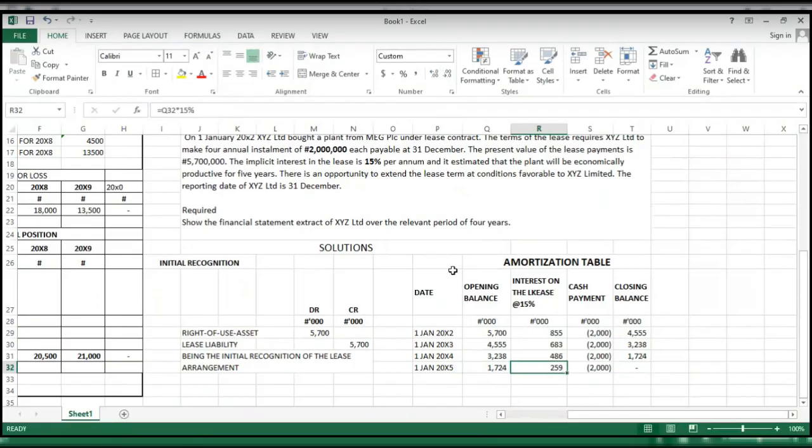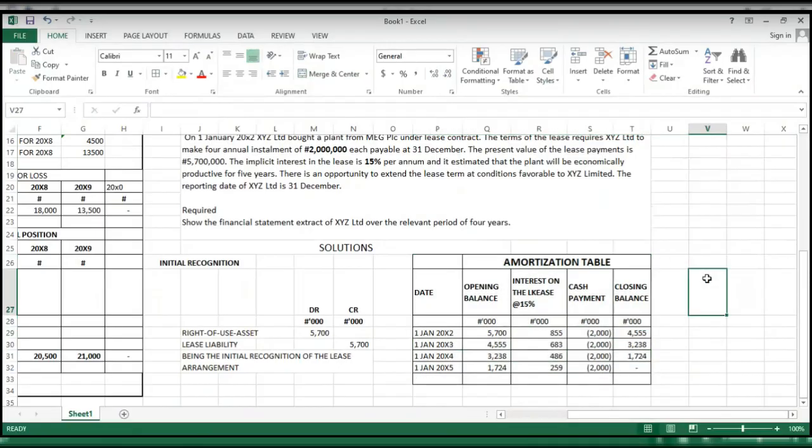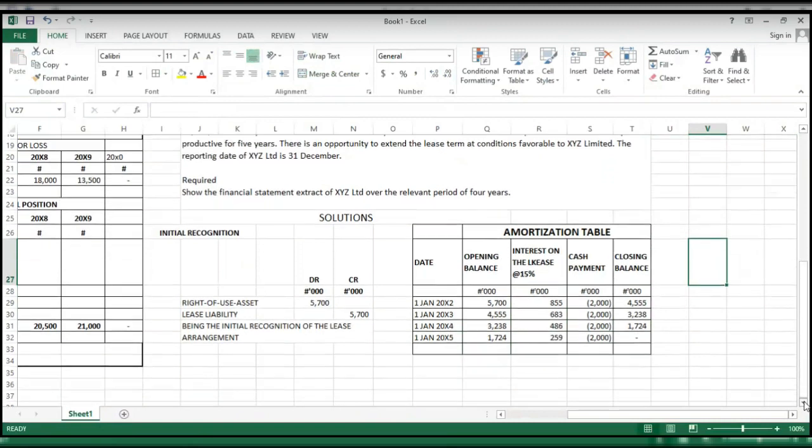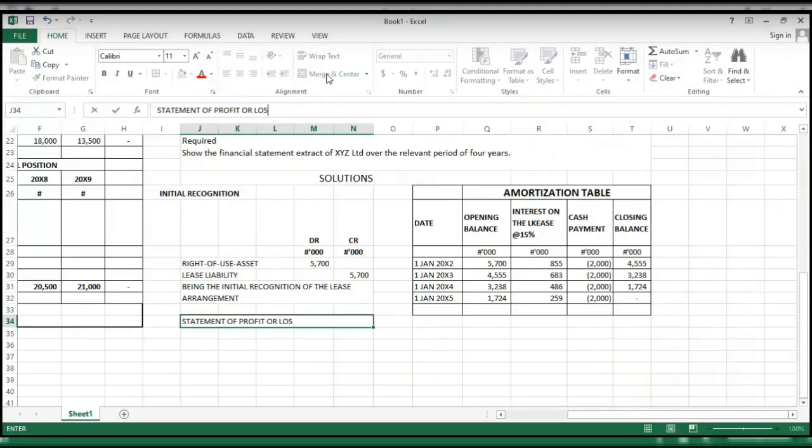This is what we call an amortization table. Amortization table for lease liability. So what are we going to be doing with the information in this place now? So, statement of profit or loss. Let me quickly, I'll be rounding up now. Statement of profit or loss.